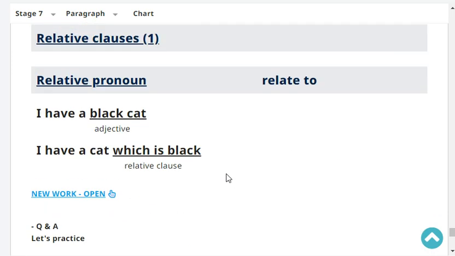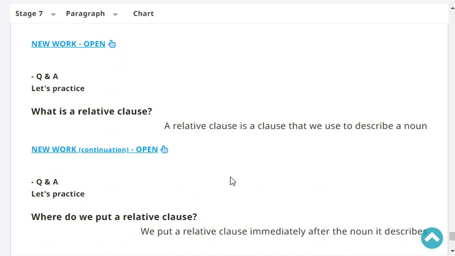What is a relative clause? A relative clause is a clause that we use to describe a noun.